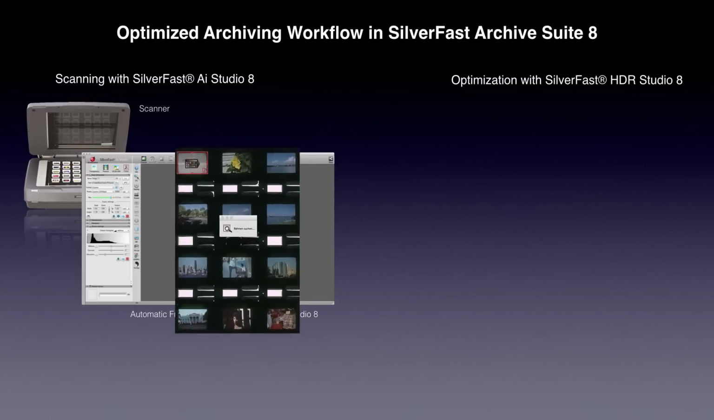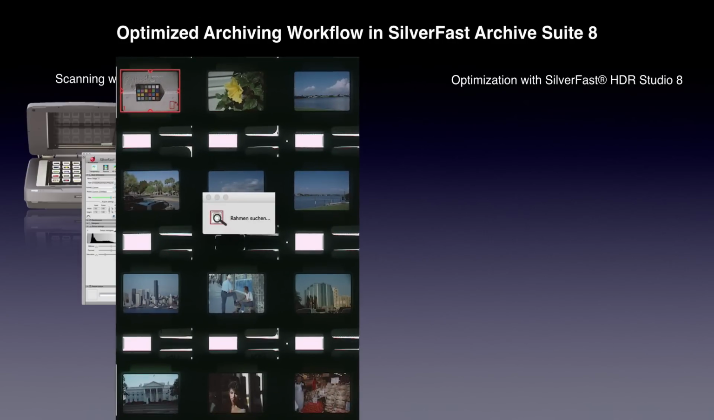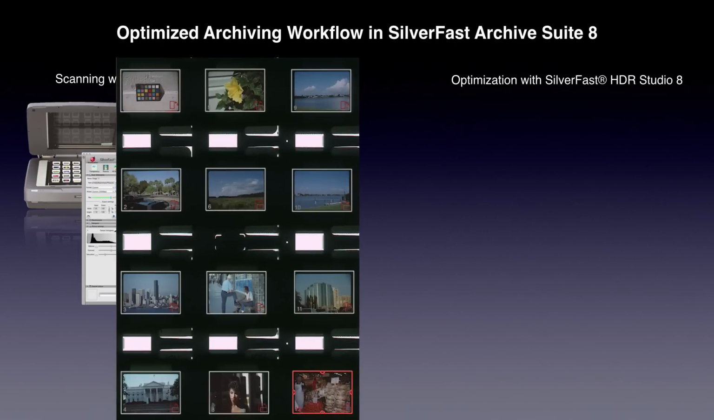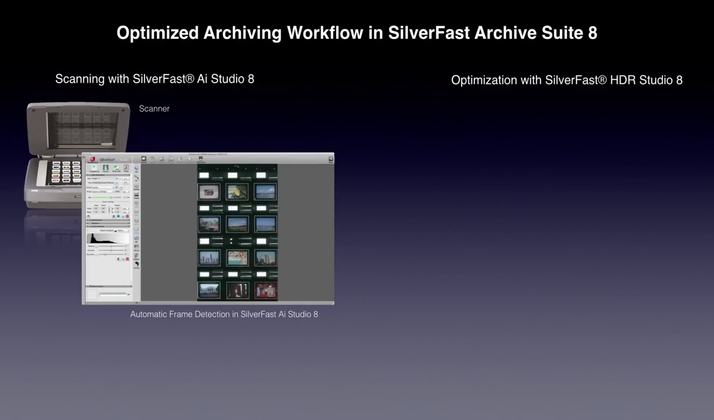Users benefit, for instance, from the powerful automatic frame-finding mechanism. The batch scan creates HDR or HDRI files. HDR files contain the scanned raw image data plus the color profile of the scanner. HDRI files, additionally, contain the scanned infrared image for later dust and scratch removal. During the scanning process, SilverFast AI Studio can vastly enhance the image quality by using multi-exposure.